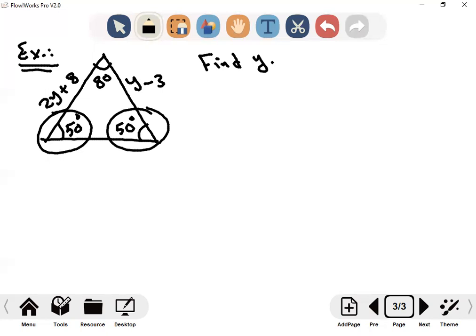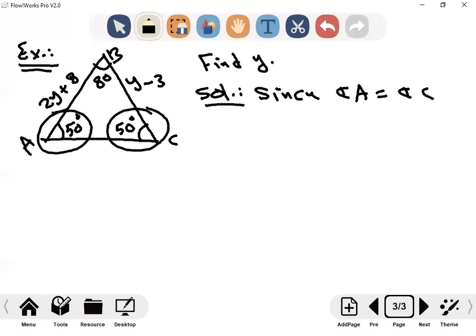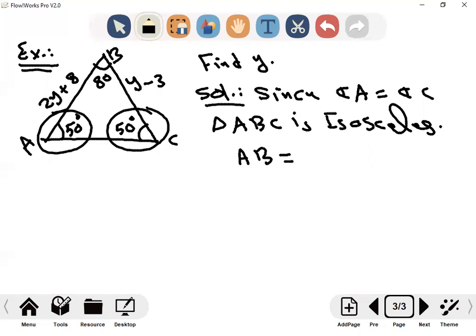So since the solution, let's say this is A, B, C, since angle B and angle A equal angle C, then the triangle ABC is what? Is isosceles, right? So AB should be equal to what? To BC. Make equal, make your equation. 2y plus 8 equals y minus 3. Shift the y's together, the numbers together, and solve.